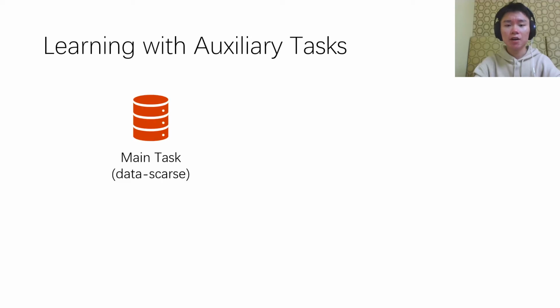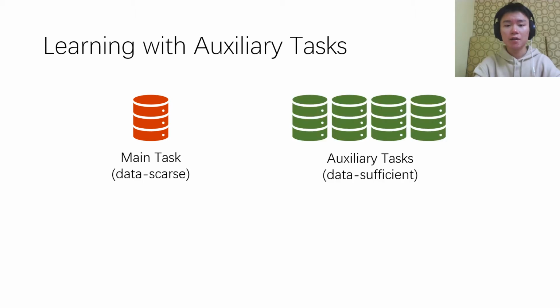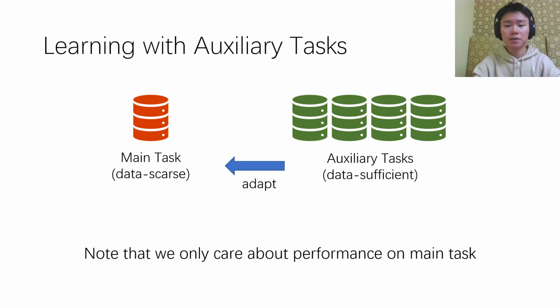So here is the setting. First, we have a main task, which we care about, but we don't have enough data for this. And meanwhile, we have some auxiliary tasks, which are relative or irrelative to the main task, and we have plenty of data for these tasks. So what we want to do is to utilize the data from these auxiliary tasks to train a good model on the main task. Here I should notice that this setting is a bit different from traditional multitask learning, because in traditional multitask learning, we want to reach good performances on every task, but here we only care about the main task.